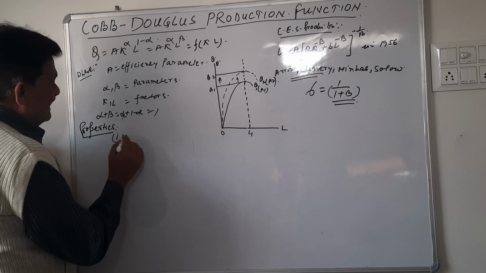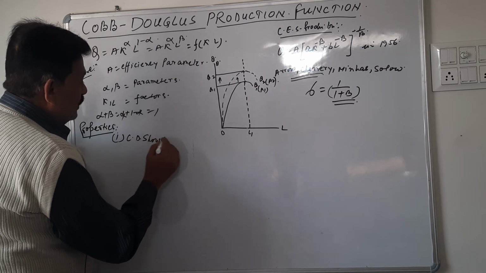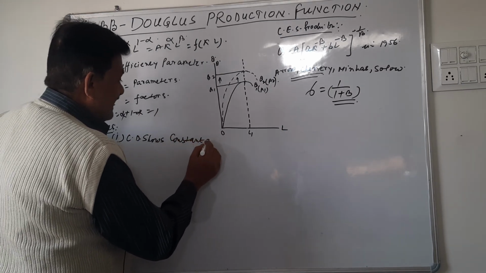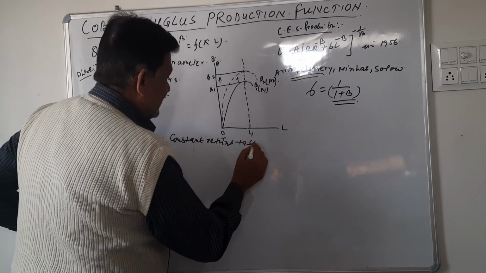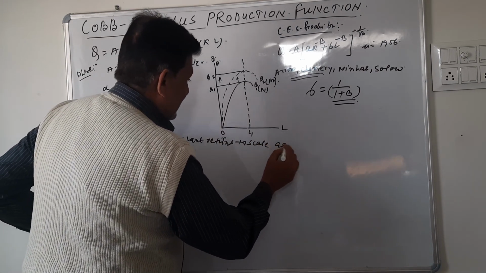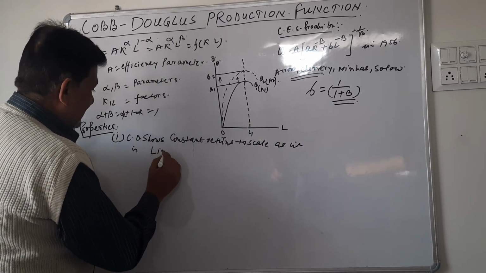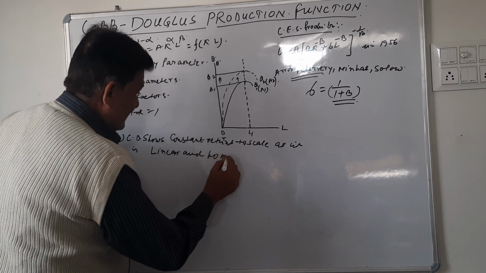First, CD shows constant returns to scale as it is linear and homogeneous.